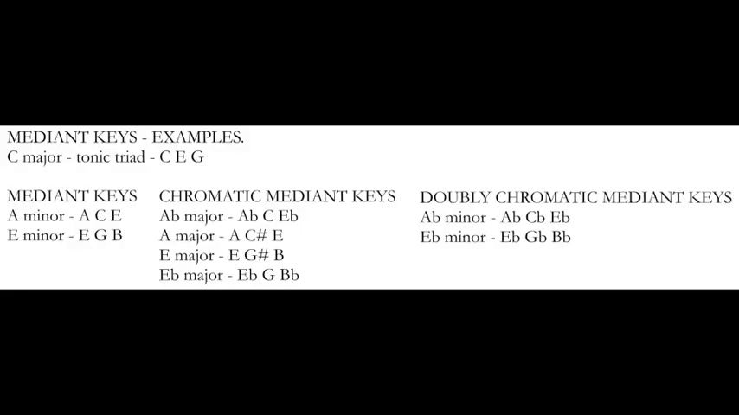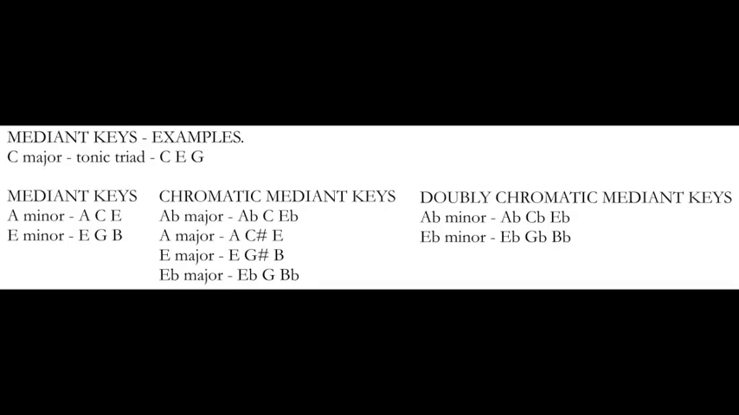For the sake of practice, let's look at some mediant relationships with our old friend C major. The tonic triad of C major is of course spelled C-E-G. Our diatonic mediant keys include A minor and E minor. A minor shares C natural and E natural with our C major tonality, and E minor shares E natural and G natural with our C major tonality. Two shared pitches, and they have not been chromatically altered. These are simple mediants, diatonic mediants.